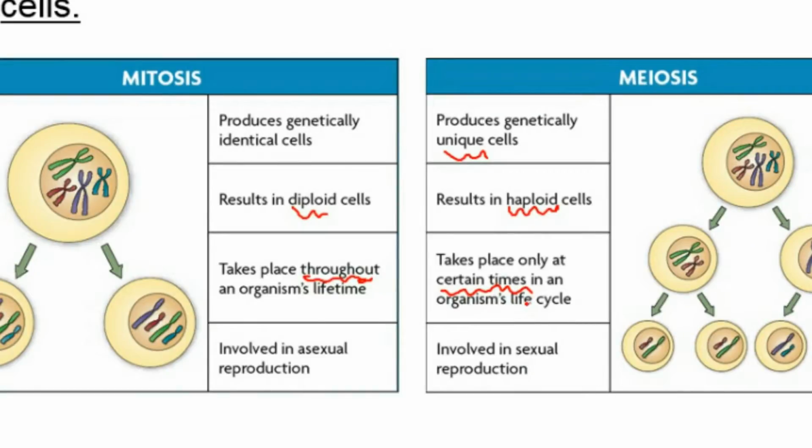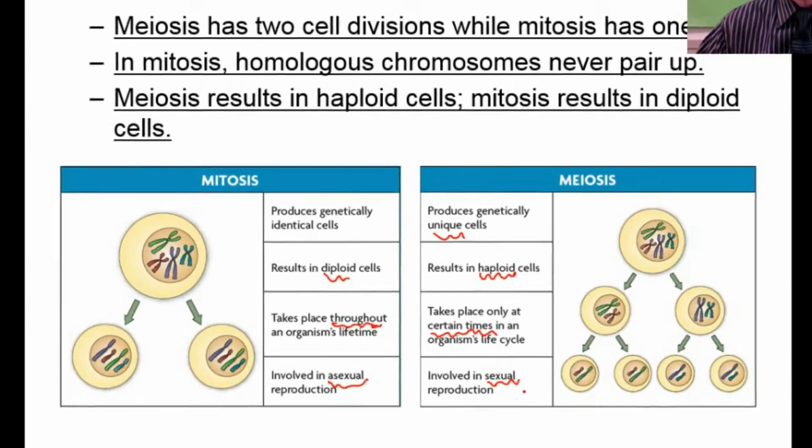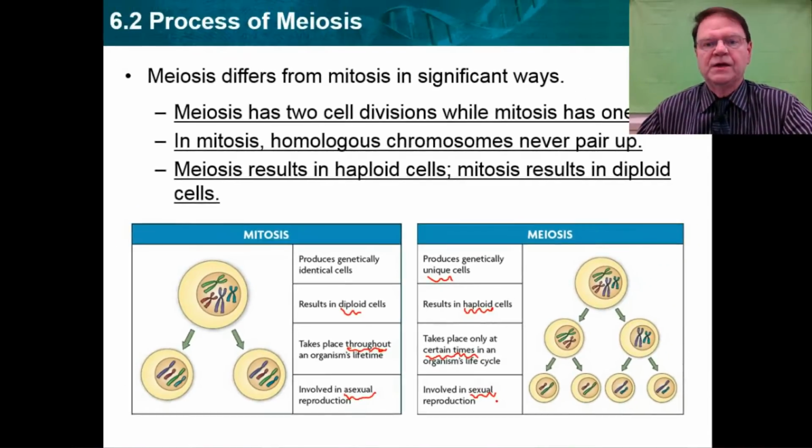For example, you may have a pet, and that pet is only going to go into heat at certain times of the year. That's what we're referring to here. In mitosis, that's asexual reproduction. Meiosis, however, is sexual reproduction. So you can see these four differences as we place them side by side.